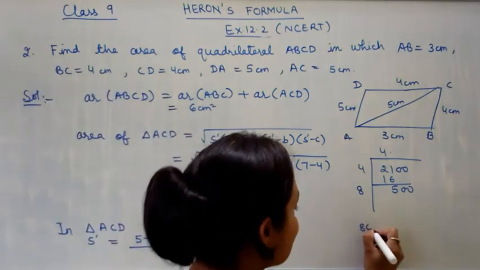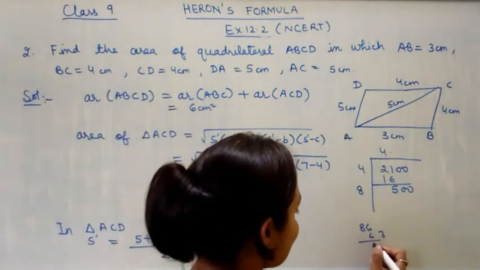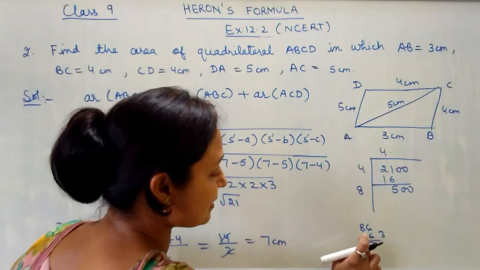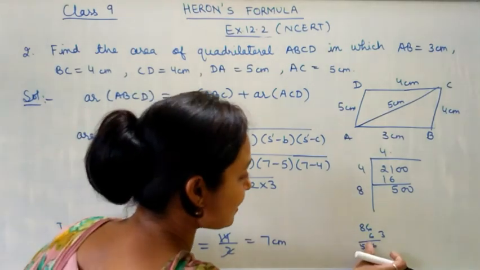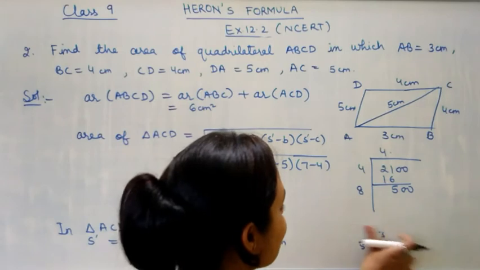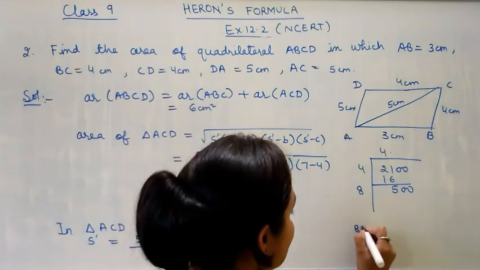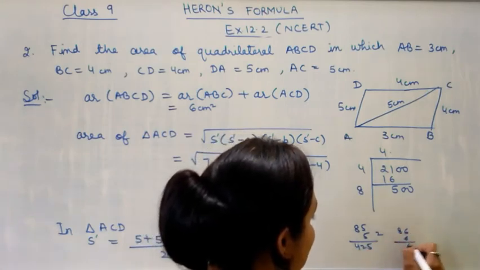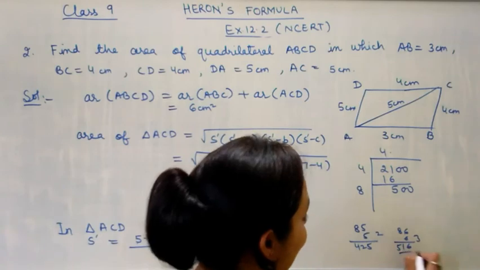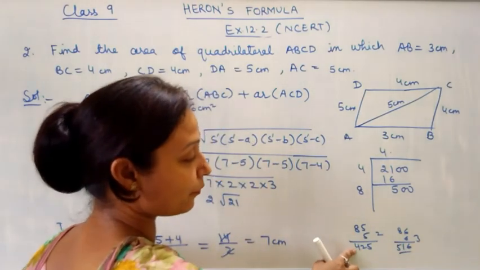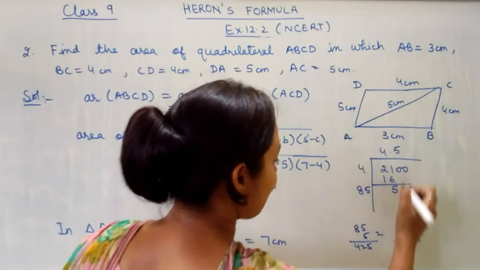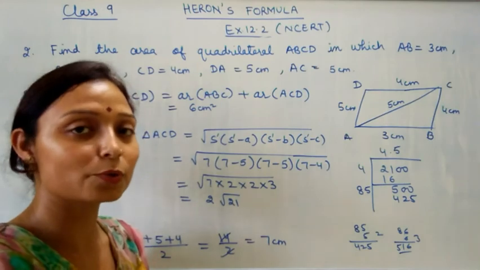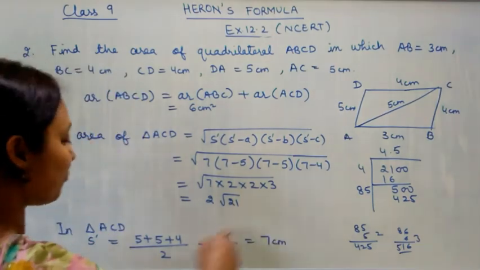Now, 6 6s are 36. This is 501, more than 500. So I will take 85. 85 into 5, 5 5s are 25 and 42. I will check again. This is 516. 5s are 425. So I will take 5. I will find the square root up to only one decimal place. No need to do further. So I will take the value 4.5 here.